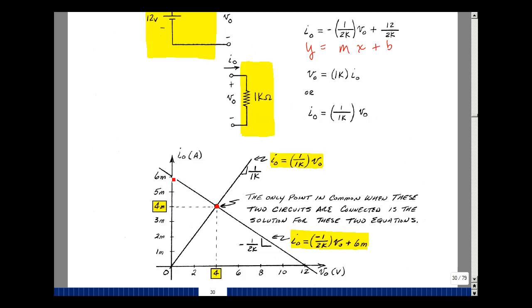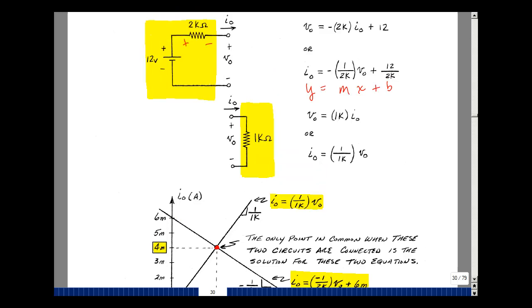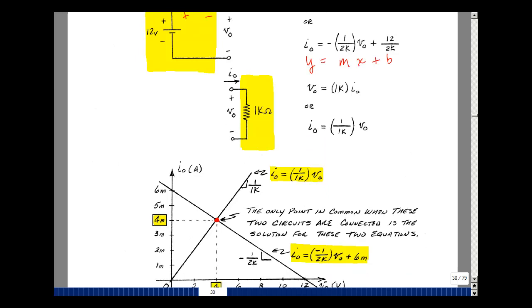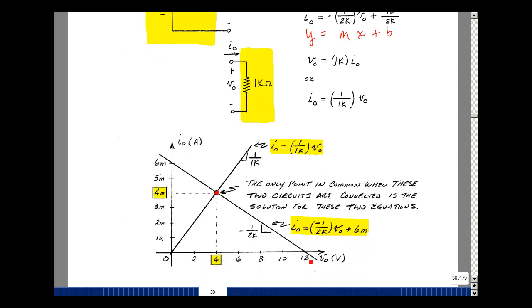That's just one point on a straight line. Then if we go back to the previous equation and we set I0 equal to 0, then V0 is equal to 12. And that corresponds to this point right here. If I just connect those 2 points up with a straight line, that represents all possible solutions for this left-hand part of the circuit. This represents all possible solutions for the right-hand side of the circuit. They intersect at one point. And that's the point that's common to the two of them. And that is the solution to our equations. And that is 4 milliamps and 4 volts.